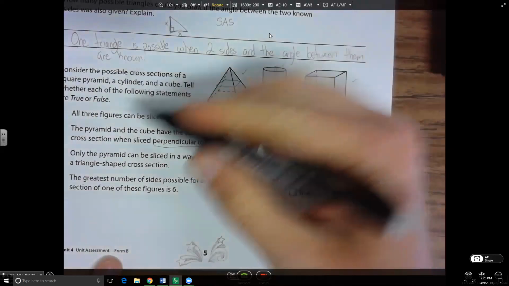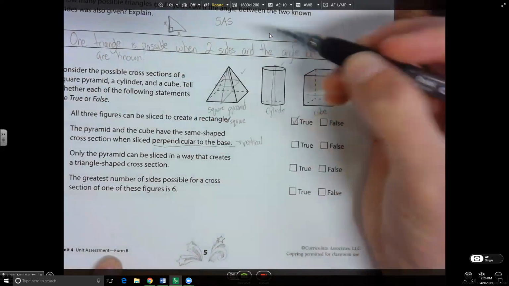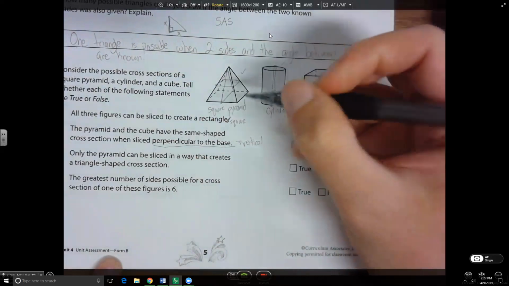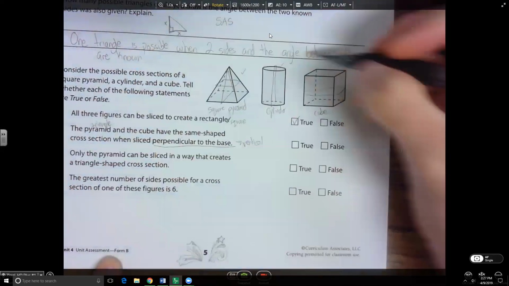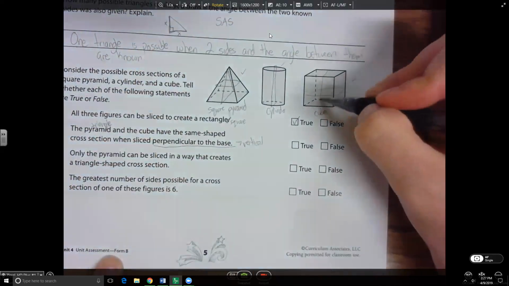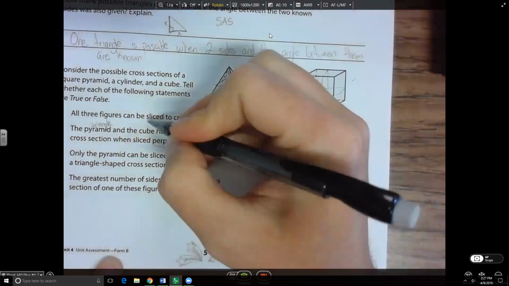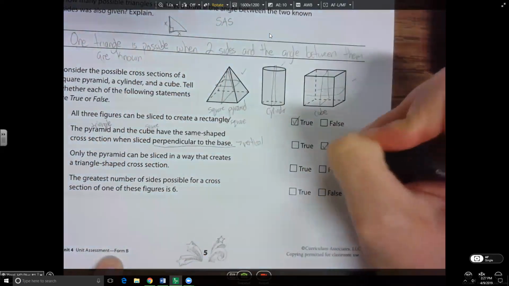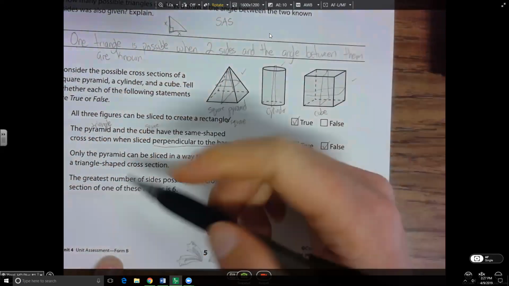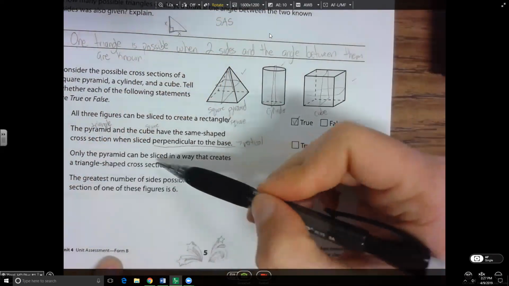If I sliced the pyramid vertically, I'd have a triangle. And the cube, if I sliced it vertically, I would have a square or a rectangle. So do they have the same shape? That would be false. Next, only the pyramid can be sliced in a way that creates a triangle-shaped cross-section.